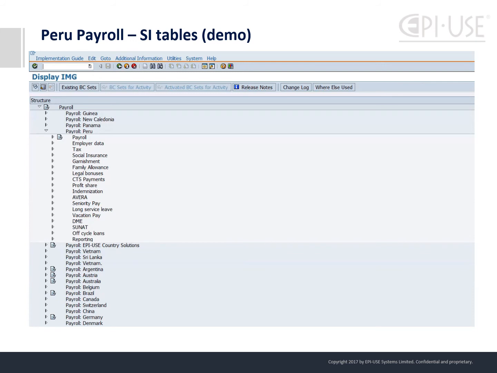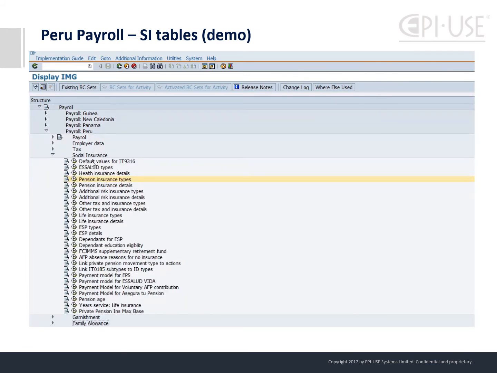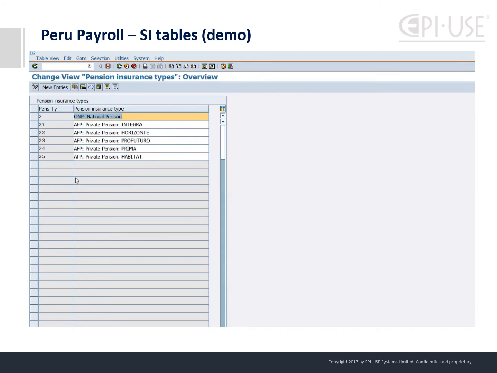Again, to find the tables that are related to social insurance, there are two ways to go about it. One can either go to the IMG, the Payroll Peru specific IMG, and underneath there is the section Social Insurance, and in here one will find a link to all the different tables. For example, if I click on the pension insurance type, I will see all the different insurance types.